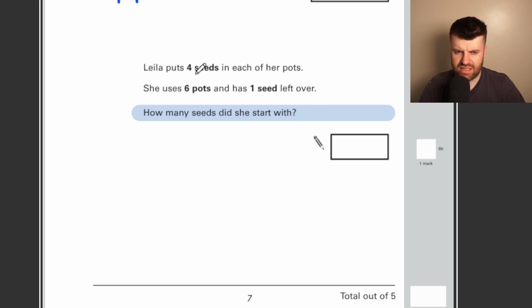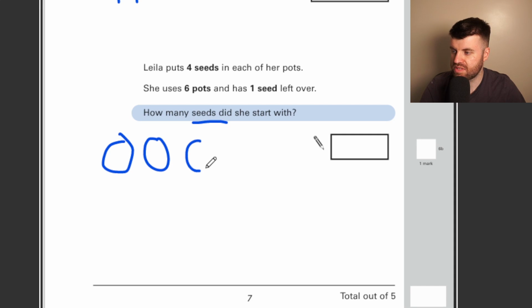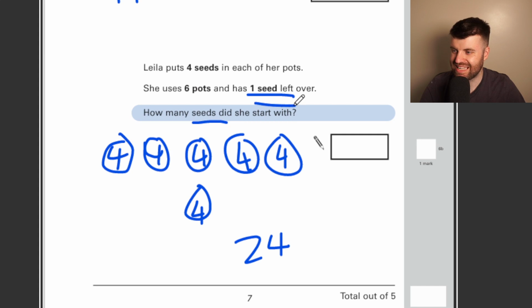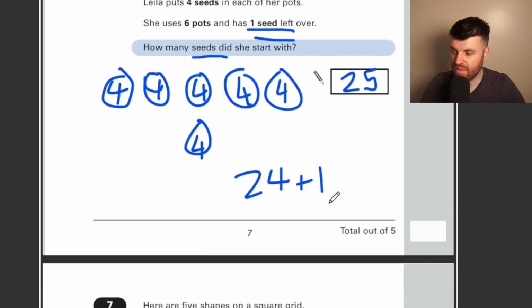Leila, whoever it is, puts 4 seeds into each of her pots. She uses 6 pots and has 1 seed left over. How many seeds did she start with? Well, let's draw those 6 pots in. These aren't very detailed pots. They're just circles. But we know there's 4 seeds in each pot. So 4 multiplied by 6. That gets us to 24 seeds. But remember, she had 1 seed left over. We must add that one on, which means she had 25 seeds to start with.